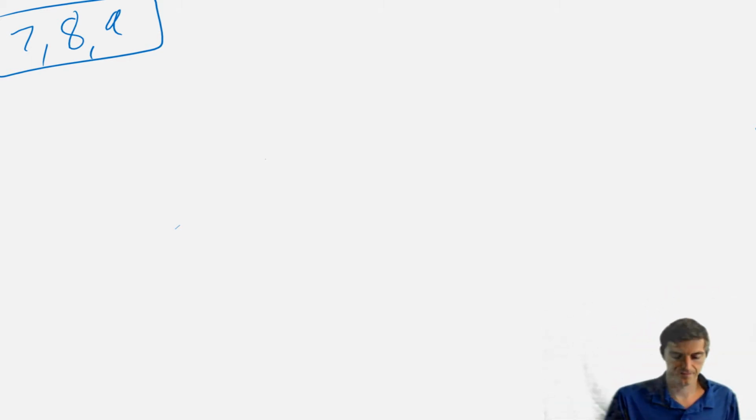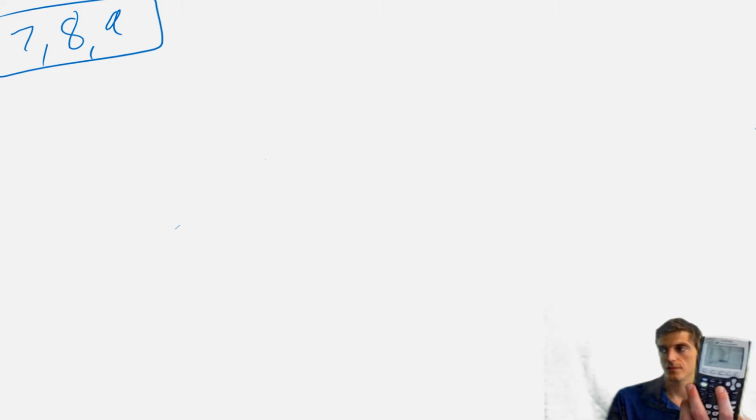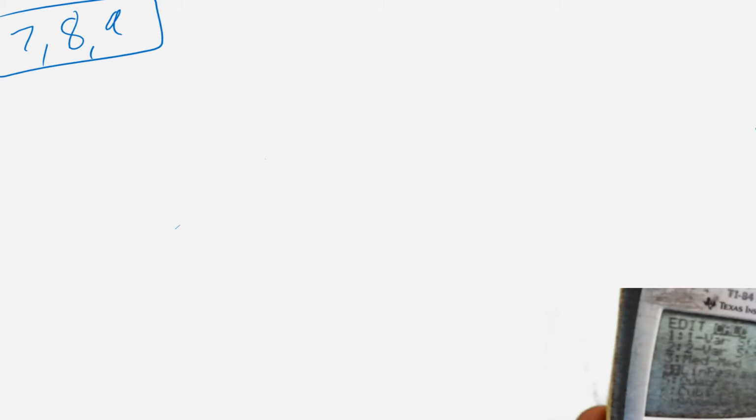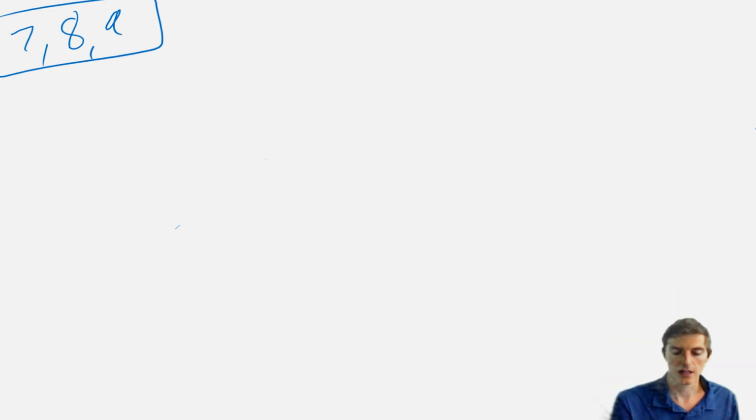Data entered. Now I'm going to click Stat. I'm going to go right to Calculate. I'm going to go down to number 4 because that's going to give me the line of best fit. That one right there, I don't know if you can see it. Whoa, yeah, that's the one I'm looking for. Click Enter, Enter, and I'm going to get this.